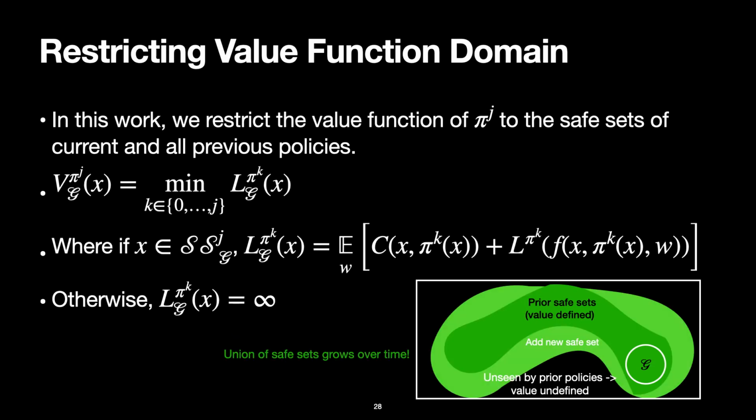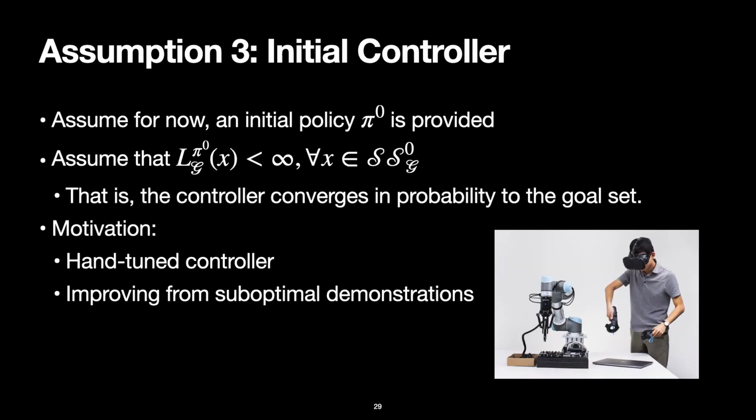With each iteration, the value function v is defined on an increasingly larger domain as we add the safe sets for each new policy to its domain. Intuitively, we become confident in more regions of the state space over time. For now, we will assume we have an initial controller pi naught. We will assume that its expected cost to go is finite. In practice, we might be able to construct a controller using other optimal control strategies, by behavior cloning a demonstrator, or by hand tuning a PID controller.